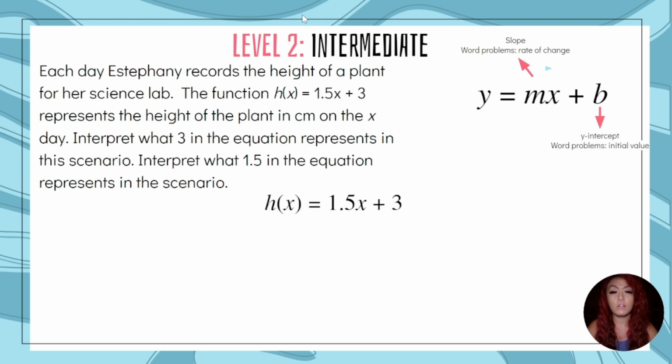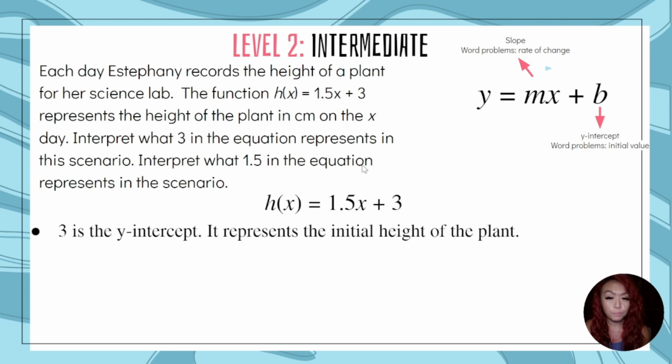So let's take a look at the equation we have here for our function h of x. Our slope is 1.5, right? Because that's the m value. And we have 3, which is our y-intercept. So 3 is the y-intercept. It represents the initial value in a word problem. So in this case, it represents the initial height of the plant.